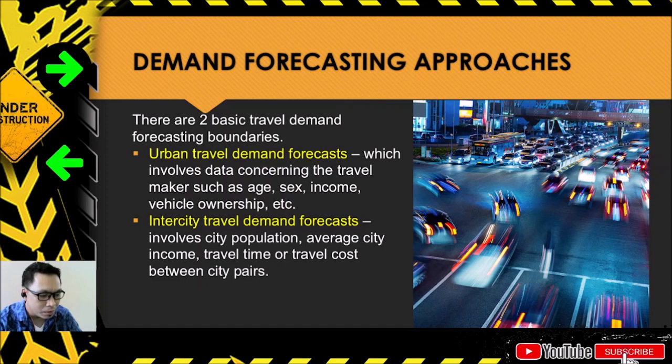Then we have the intercity travel demand forecast. To make it short, it refers to the city as a whole. So we have the properties of the city such as the population inside the city, the average city income, or let us say if we compare the distance traveled from one city to another, we are considering the travel time or travel cost on that particular trip. So from city to city.